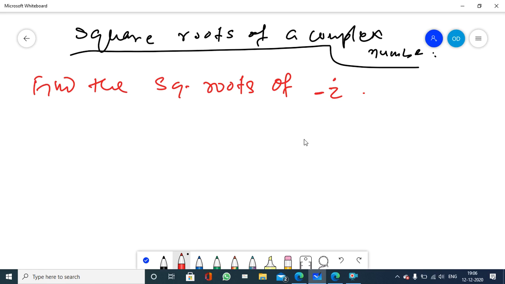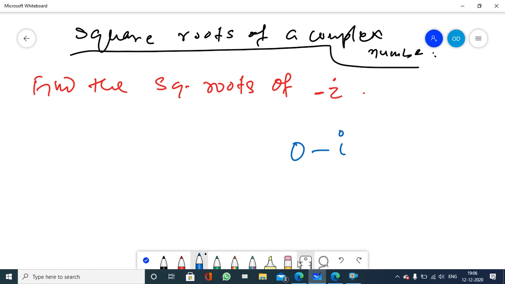Now minus i, is it a real number? No, minus i is an imaginary number, or you can say it is a complex number. You can write it as 0 minus i. It is a complex number, right? So how do we find square roots of this number? How can we do that?